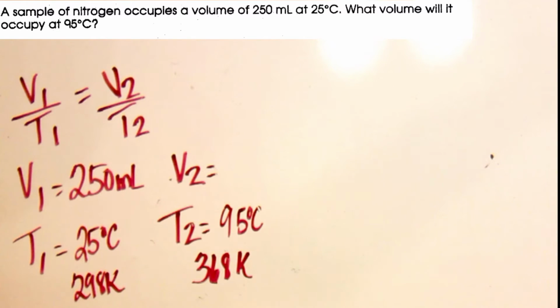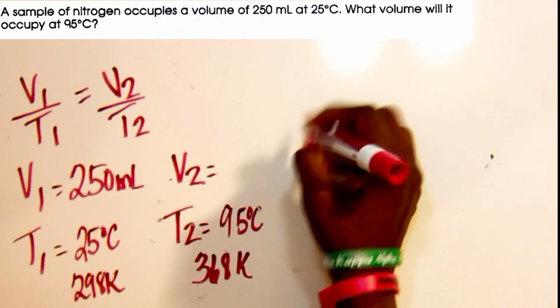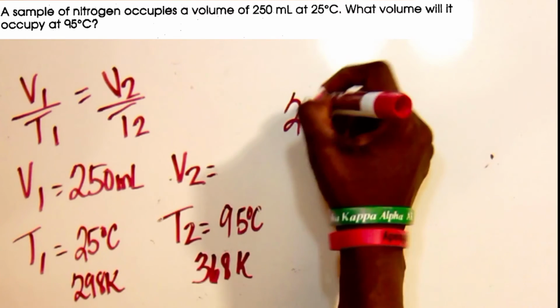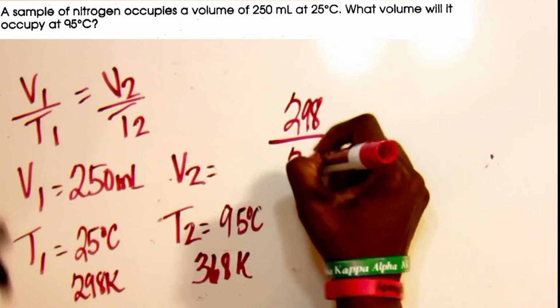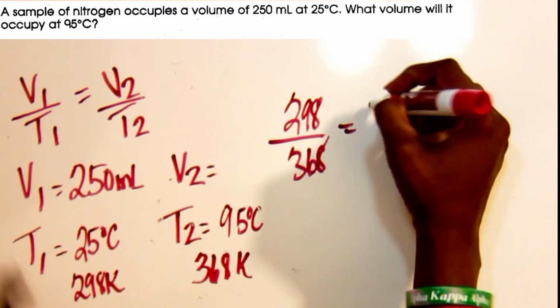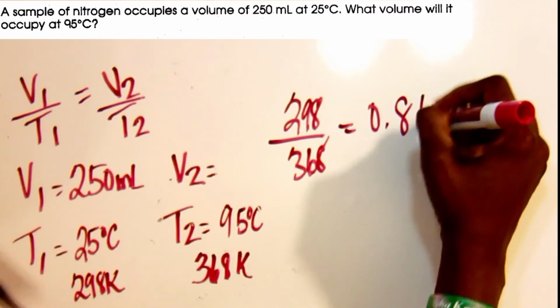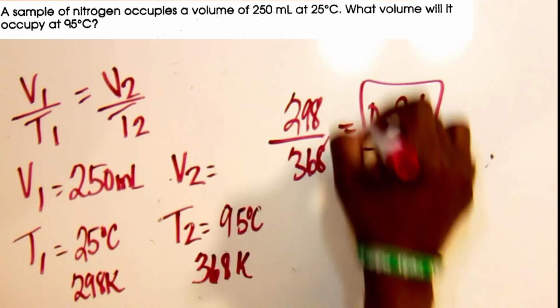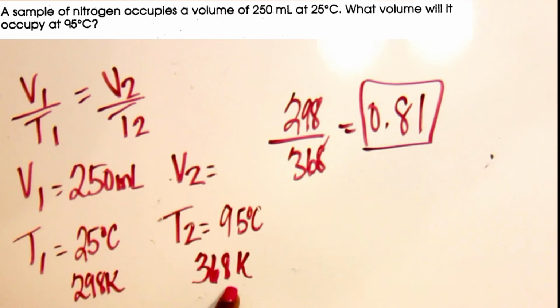An alternate way to work out this problem is to look at the ratio between the two temperatures and the ratio between the volumes. Since we're solving for V2, we're going to look at the ratio between T1 and T2. So if I do 298 divided by 368, that will equal 0.81. That is the ratio between T1 and T2.